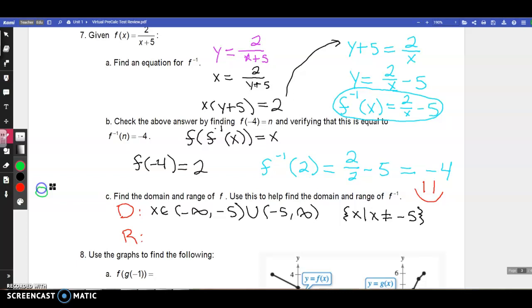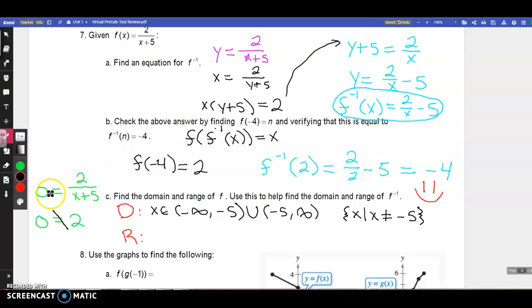So let's set the whole equation equal to 0 and just test for it. So if I set the whole equation equal to 0, then let's solve for x. So how would you solve this equation? Well, you would multiply both sides by x plus 5. 0 times x plus 5 is 0. So you get 0 equals 2. Uh-oh. 0 does not equal 2. That's not true. So what does that mean just happened?